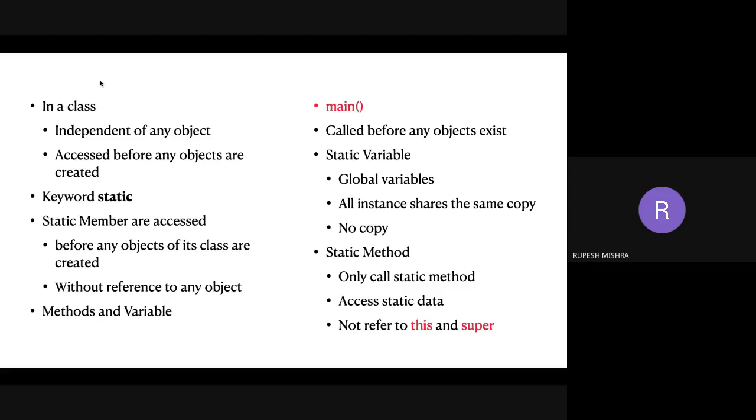We can have static variables and static methods. If we create a static variable, it is global, meaning it is available to all the methods, and there is only one copy of that specific variable. A static method has to be called with the help of the class. If I create a static method, it will only include static variables. And these static things are not referred to with the help of the this or super keyword.